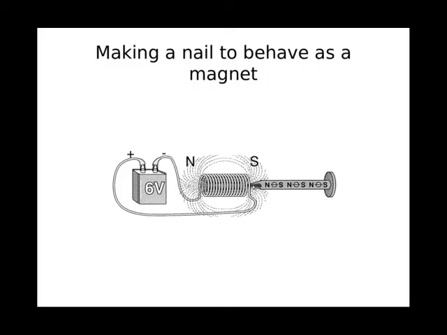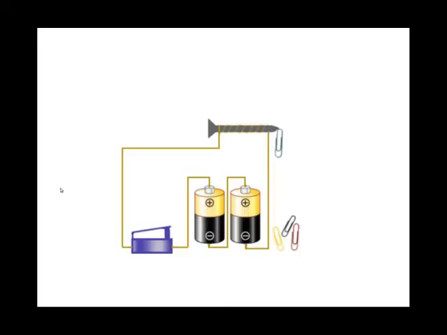An ordinary nail does not behave as a magnet. So when I bring a nail near to the south pole of the electromagnet, the nail gets polarized. The nail is now magnetized, and it behaves like a magnet. So when I bring a pin near the nail, it is attracted towards the nail. This is due to the magnetic force of attraction.